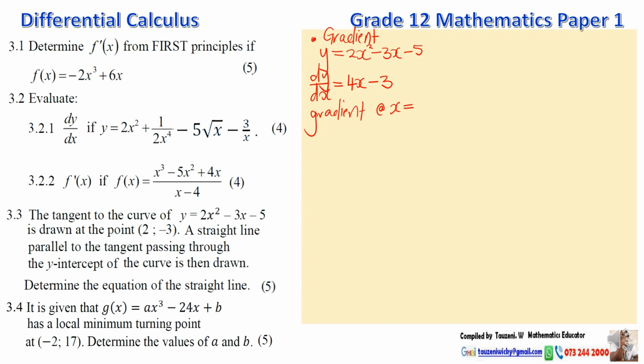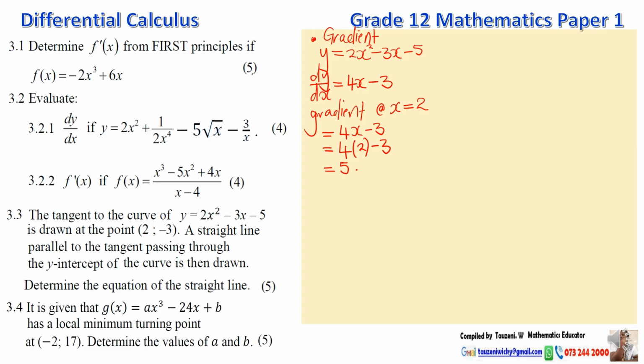It's at 2 and 3. So the gradient at x is equal to 2. In the derivative that you got, you substitute x with the x value at which the line is touching the curve. So in my case, it's going to be 2. So this is 4 times 2 minus 3. That gives me 8 minus 3, which is equal to 5. This is the gradient of the tangent. Now, what we need now is to determine the equation.